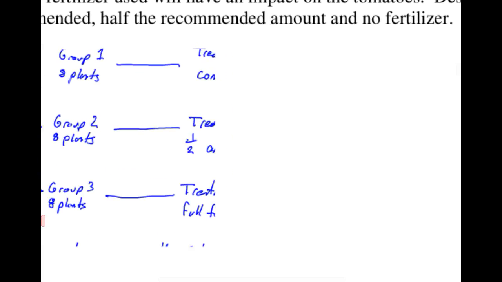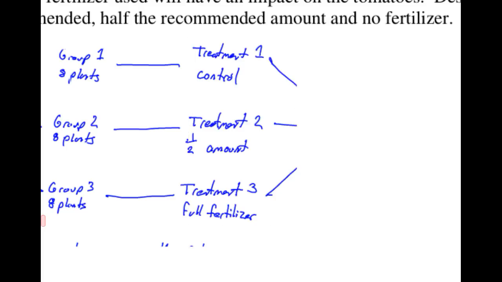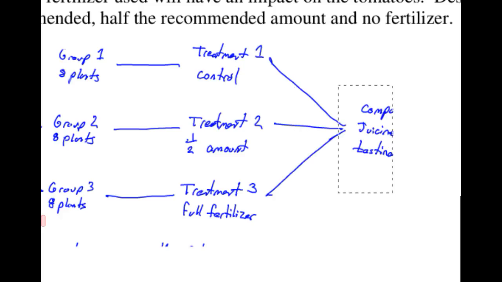Each treatment is where they're receiving the fertilizer. So treatment 1 is our control, they receive no fertilizer. Treatment 2 will receive half the recommended dose, and treatment 3 will receive a full amount of fertilizer. And when we're done, we will compare juiciness and tastiness. Okay, very similar to what we did on the previous example. We just have an additional level in this now.